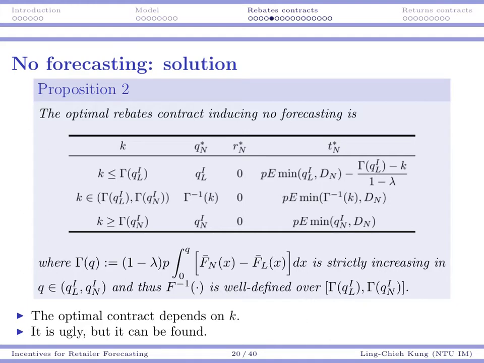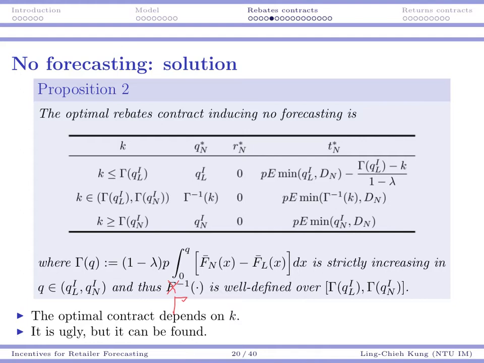Here we don't want to talk too much about the gamma function. Basically, it simply tells you that the optimal contract depends on K. And even though the contract is very ugly, it can be found analytically. What we care more about is the property of this optimal rebate contract.